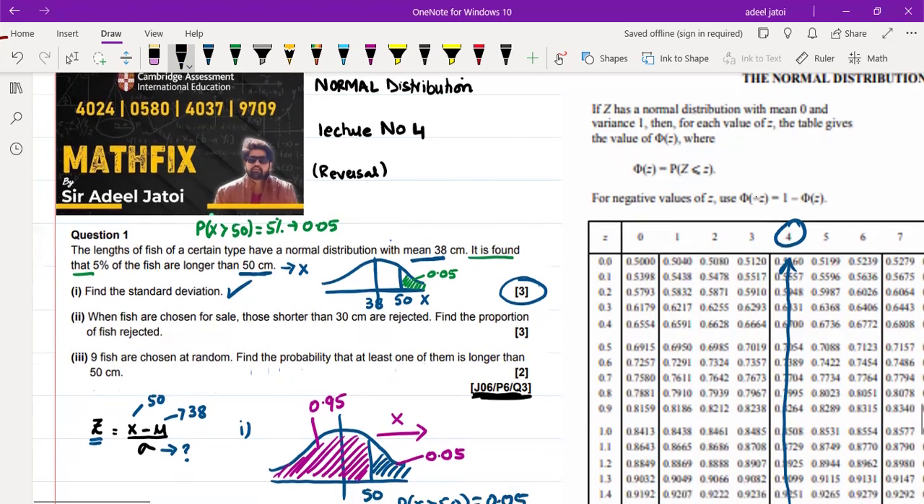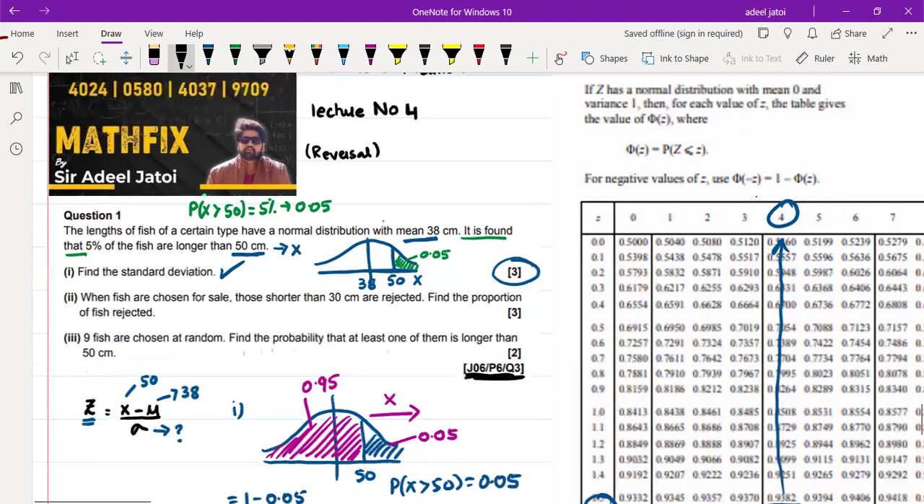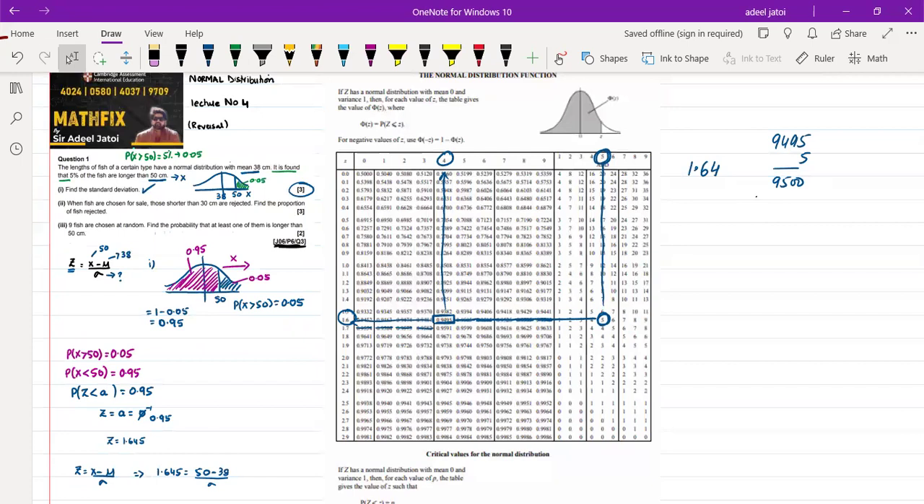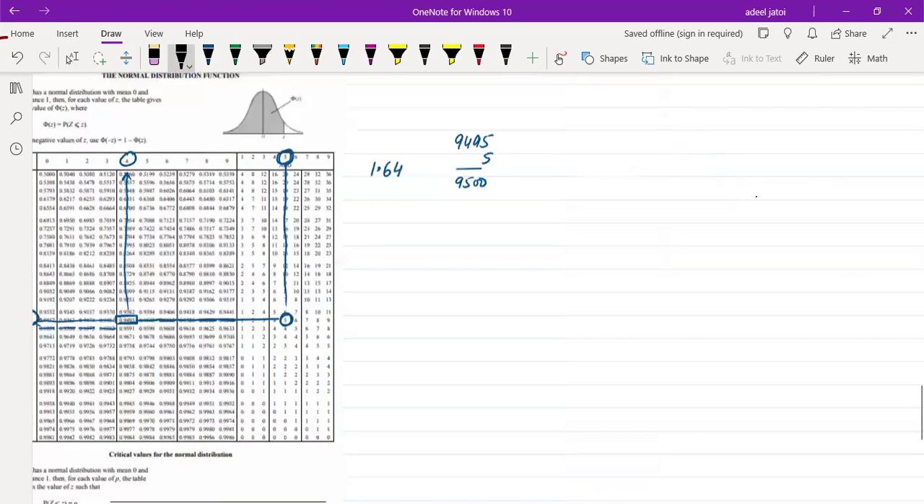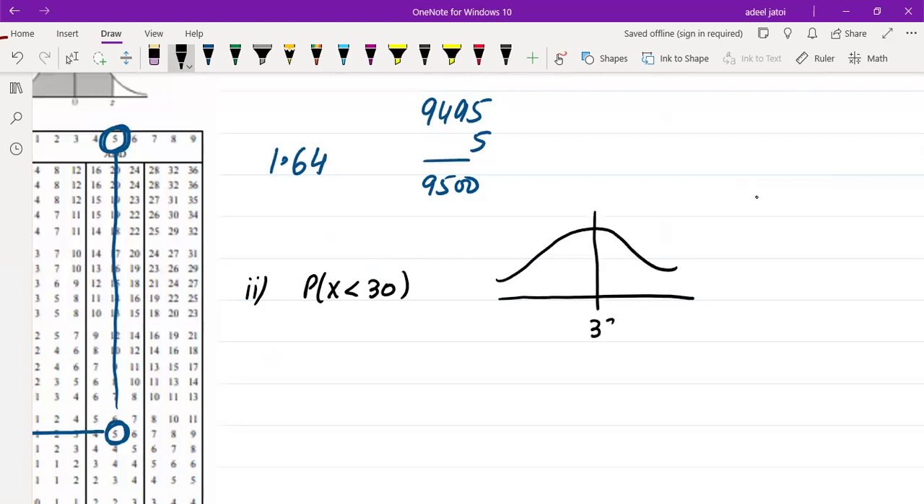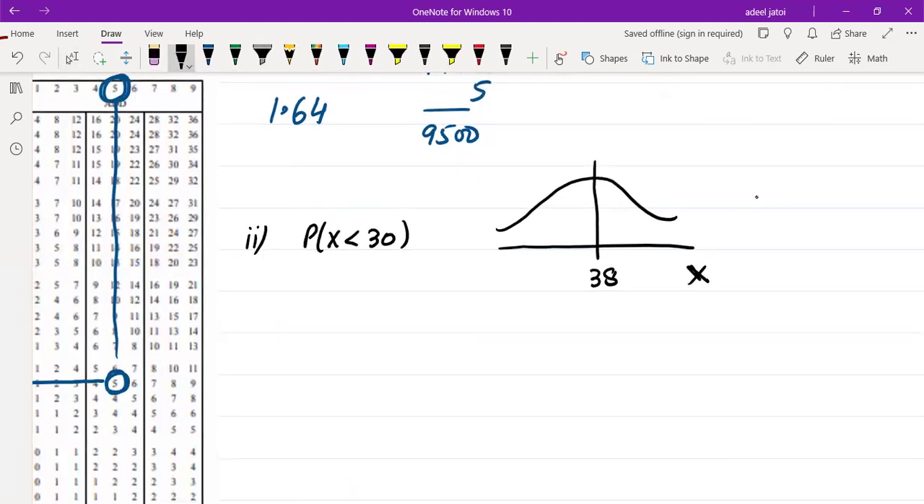Now it says when fish were chosen for sale, those shorter than 30 centimeters are rejected. Find the proportion of the fish rejected. Now, with the self realization of the question, it says shorter than 30. So you need to understand that this is part 2, the probability that X is less than 30. Your first question in your mind should be, what is your mean? Your mean was 38. I'm writing down values of X here. So 30 is less than the mean.